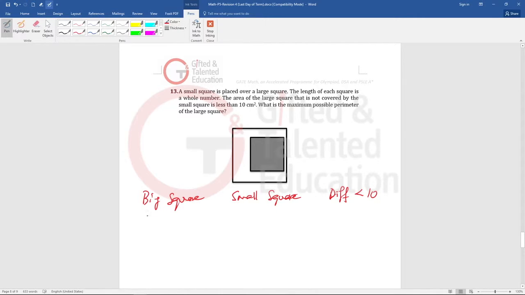So suppose the area of the big square is 4 times 4, which is 16 cm square. The area of the small square must be equal to 3 times 3, which is 9 cm square, because 16 minus 9 is 7, which is less than 10. And suppose if the area of the small square is 2 times 2, which is 4 cm square, the difference between 16 and 4 would be more than 10, which is not acceptable.